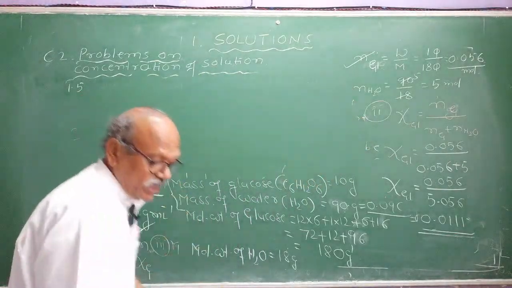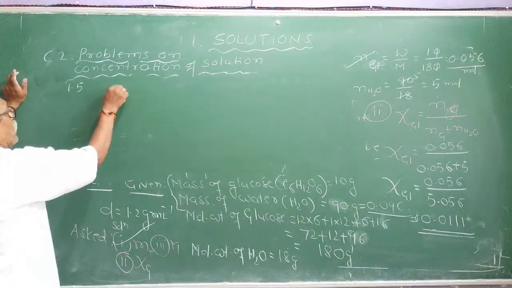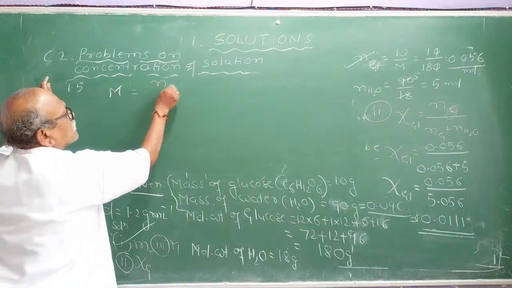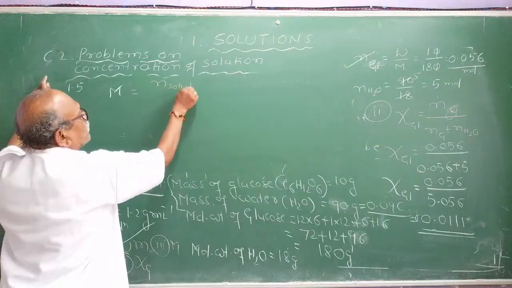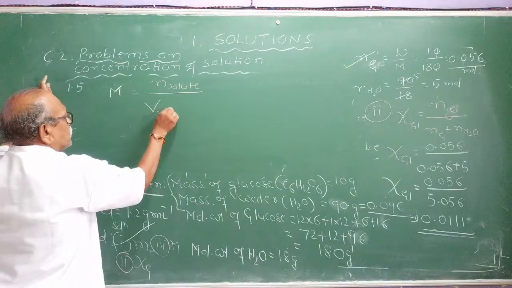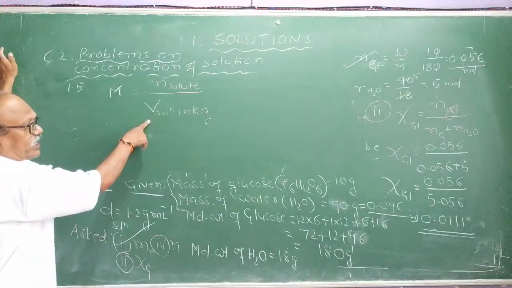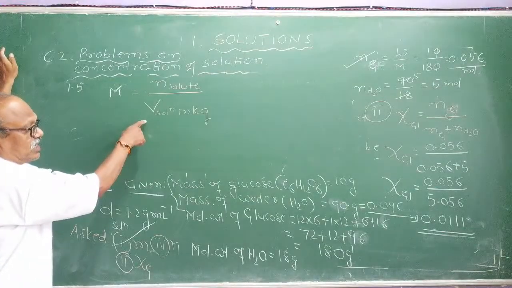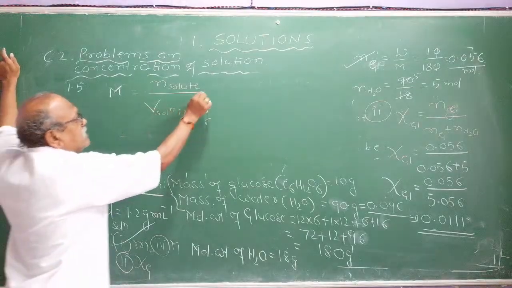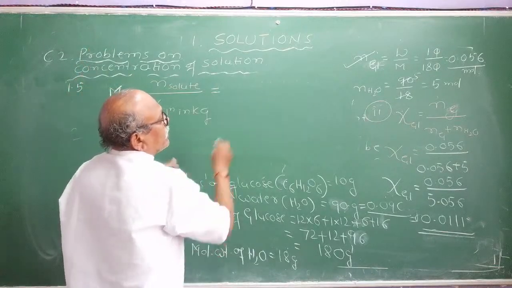But many students make mistakes while getting molarity. See the molarity formula carefully. Number of moles of solute, already ready, that of glucose, divided by volume of the solution in liters. See the difference from molality. In molality you are taking mass of the solvent in kg. In molarity you are taking volume of the solution. Already the numerator is available. What is the value? Got it already.